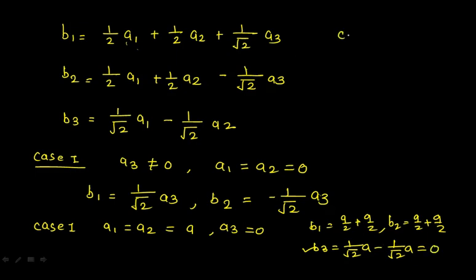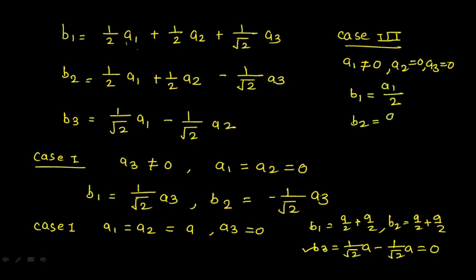Now case 3: you assume that you are giving something non-zero to port number 1, A2 is 0 and A3 is 0. Now in this case you will have B1 is equal to A1 by 2, B2 is equal to A1 by 2, and B3 is equal to minus A1 by root 2. So similarly, we can have all the combinations of inputs and outputs. So this is all about the scattering matrix of E plane T.